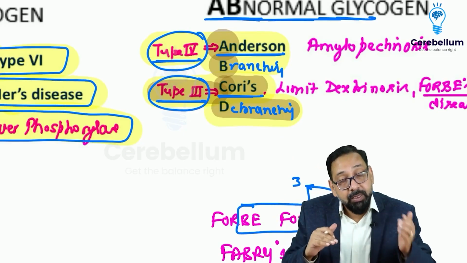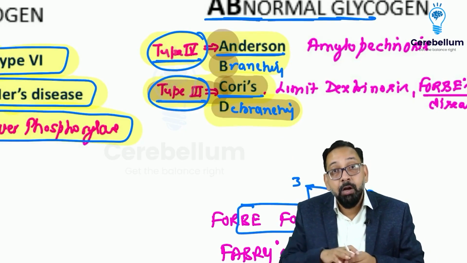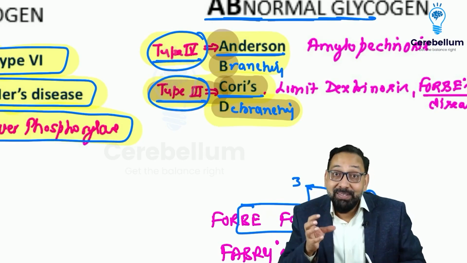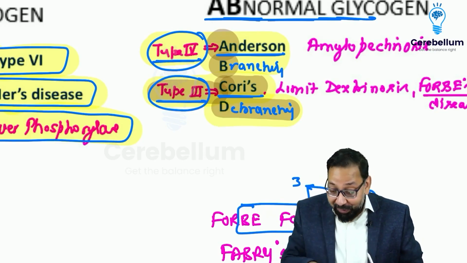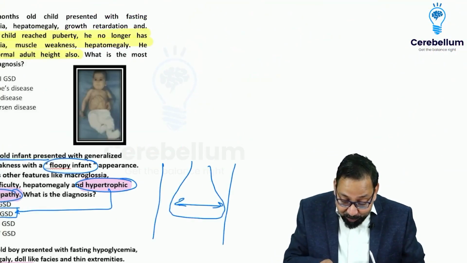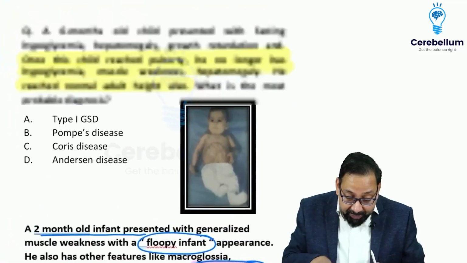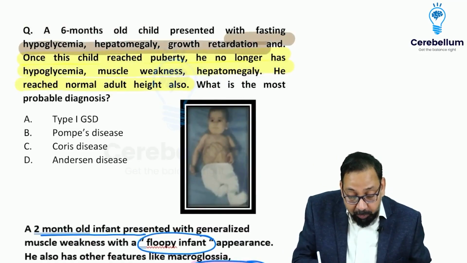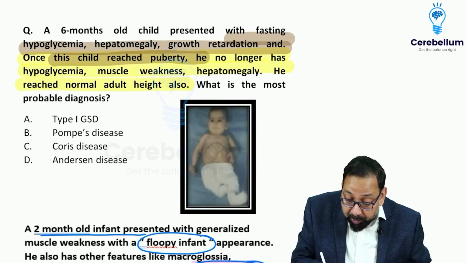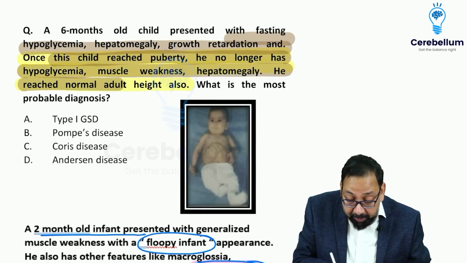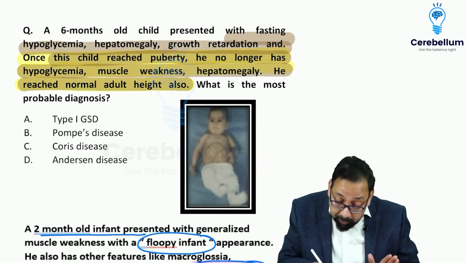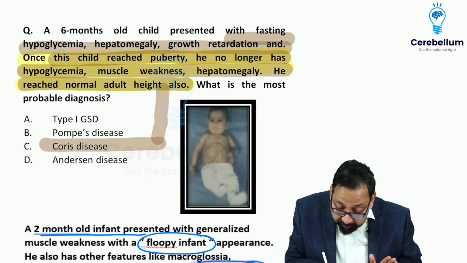Means first of all, fasting hypoglycemia is there, hepatomegaly is there. When this child reaches adult height, these symptoms resolve. So you can say Cori's disease cures itself. Mnemonic is Cori's disease cures itself. A question is asked that a 6-month-old child presented with fasting hypoglycemia, hepatomegaly, growth retardation. Once this child reaches puberty, he no longer has hypoglycemia or hepatomegaly and reaches normal adult life. Means the patient cures itself. Cures itself means Cori's disease.